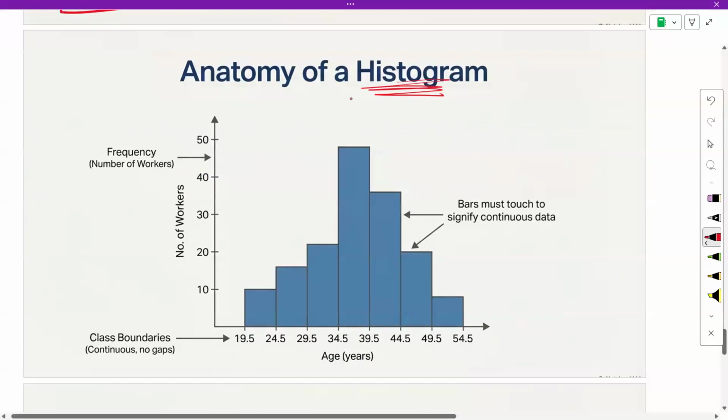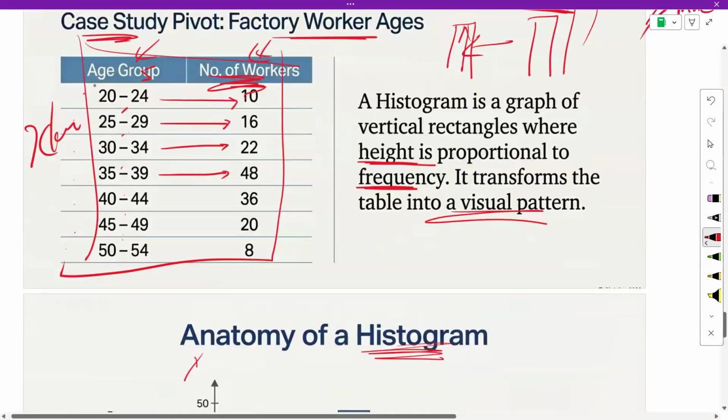Here, what are the points you have to be careful about? This is the x-axis, so on the y-axis you have to put the frequencies. What's the frequency here? Number of workers. It ranges where the minimum is 20 and the maximum is 54.